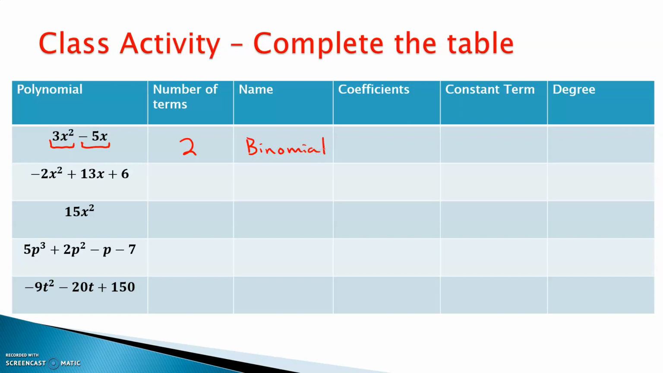What are the coefficients? The numbers in front of our variables. I see a 3, and I also see that -5 in front of the x. What is the constant term? Well, is there anything that doesn't have a variable next to it, like this 6 down here? Nope. So this one actually has no constant term. There's none. That sometimes does happen. And then the degree of the polynomial, what's the biggest exponent we see on there? That is the number 2. So this is a second degree polynomial.